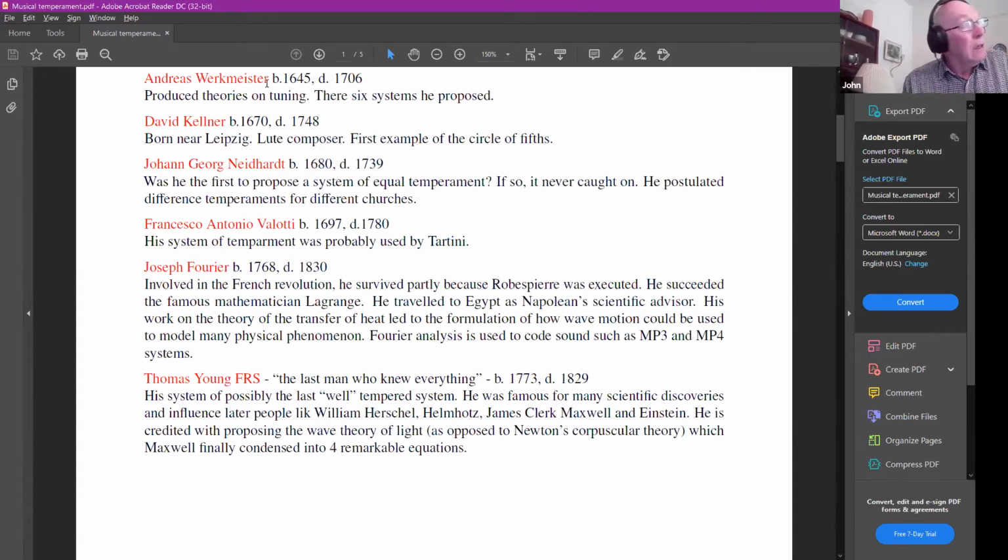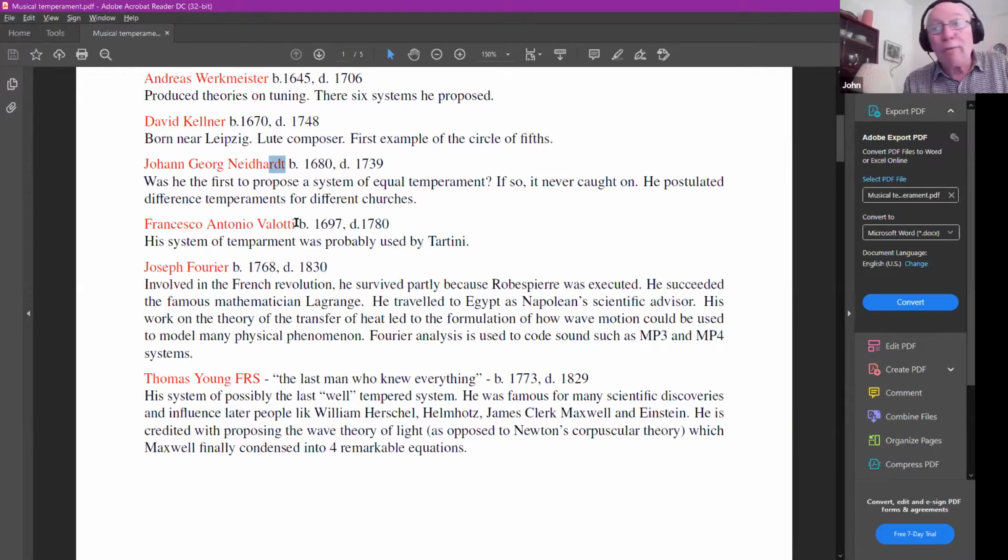But Werkmeister, late 17th century, Kellner, Neidhart. The organ which Malcolm is going to talk about, I believe, is tuned to Neidhart systems. It's thought that one or the other of these tried equal temperament, but it never caught on, and they stuck to what we call well temperament, which was what Bach probably used for his great monumental 48 preludes and fugues.